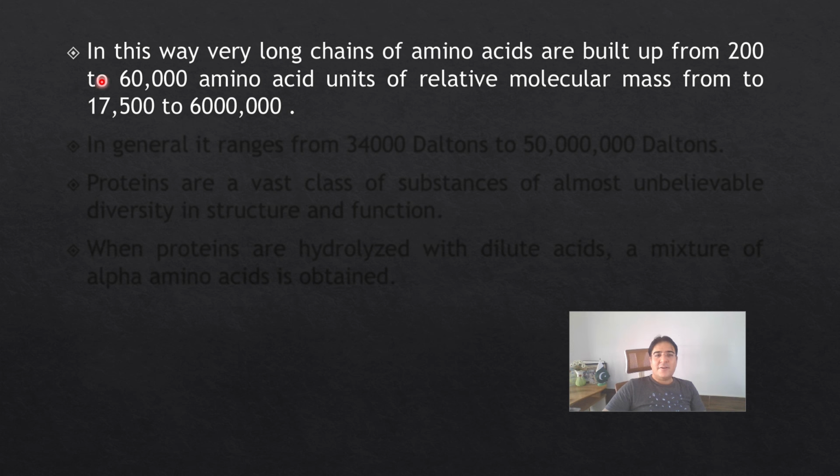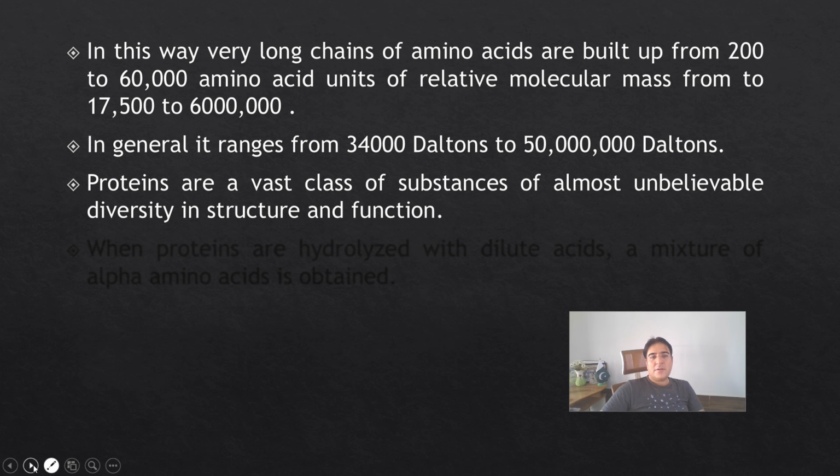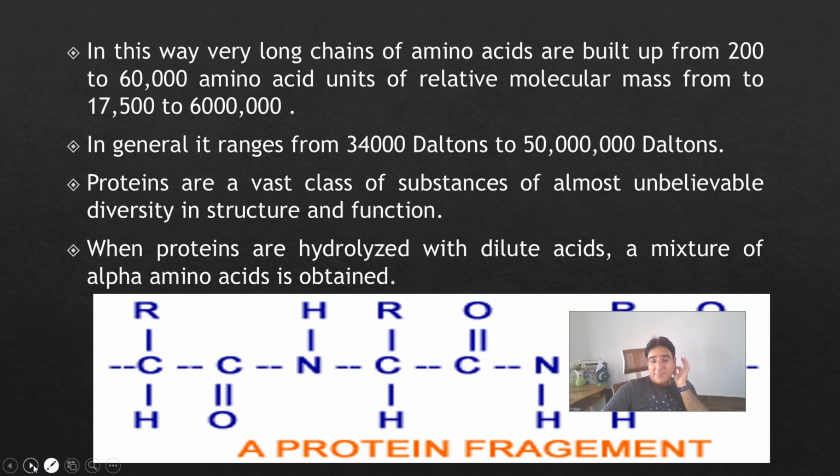If you want to go further, proteins are mostly from 200 to 60,000 amino acids. They can combine to make molecular weights of 17,500 to 6 million daltons. Dalton is equivalent to AMU; another name for AMU is Dalton. So proteins are vast substances. When they are put into acids, you can get the amino acids from them. This is the protein arrangement showing you the polypeptide bonds.